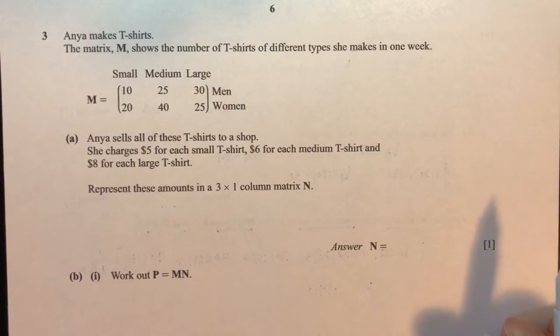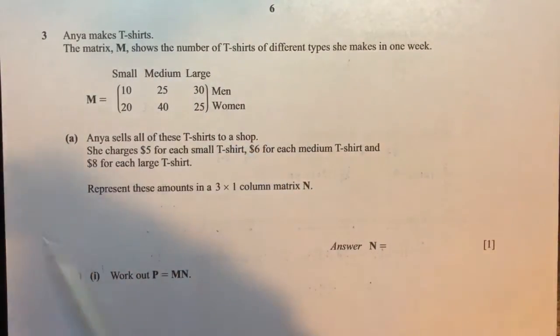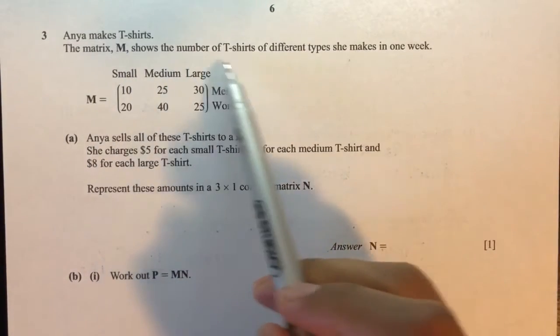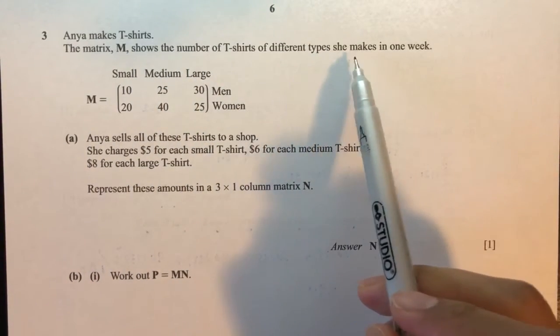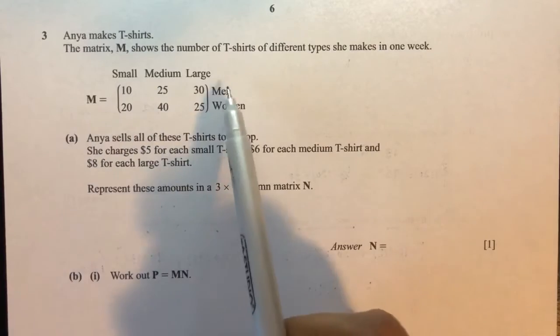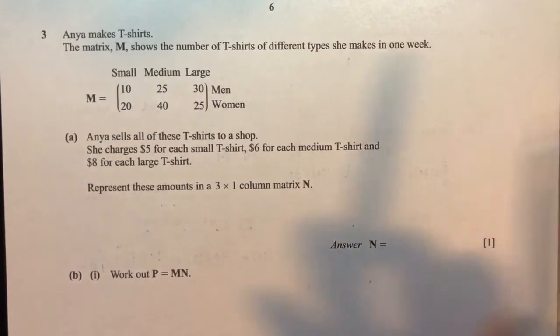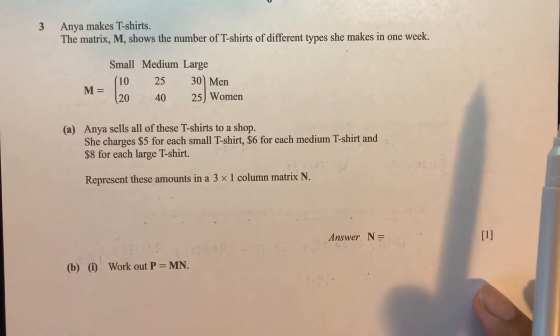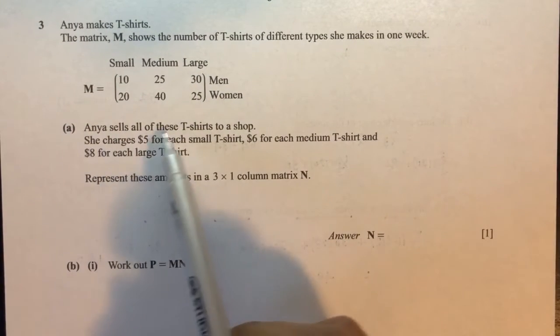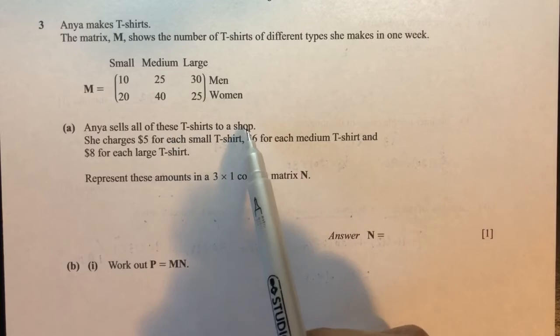Moving on to question number three. Anya makes t-shirts. The matrix M shows the number of t-shirts of different types she makes in 1 week. So we have men and women t-shirts. This is the size of the t-shirts. That's the M matrix. Now part A, Anya sells all t-shirts to a shop.